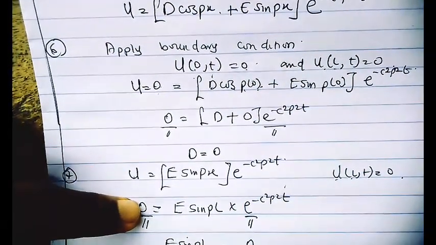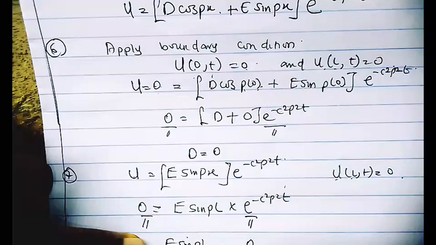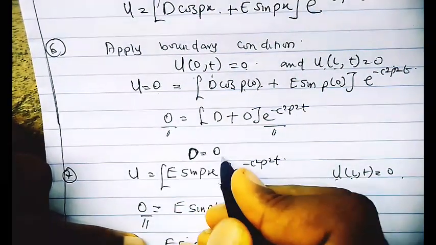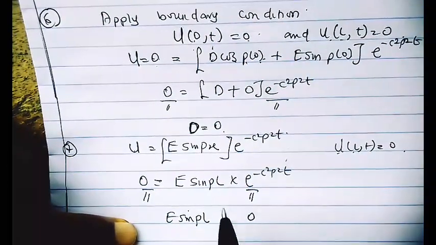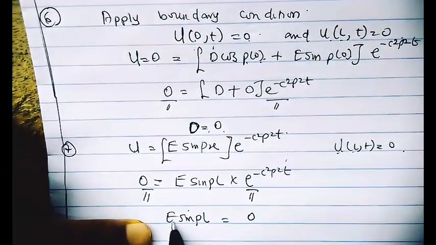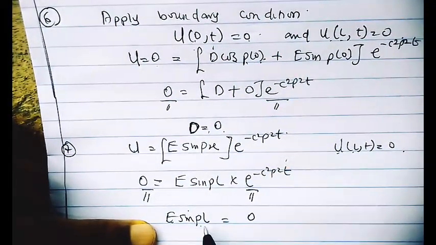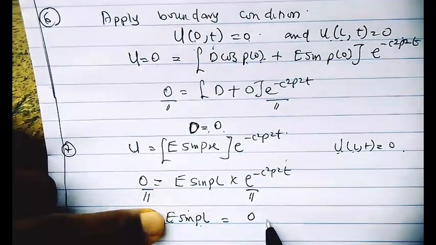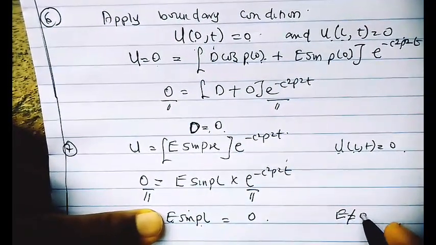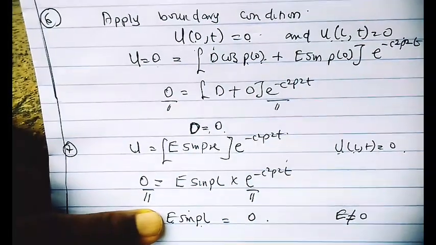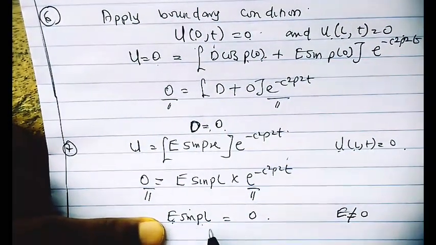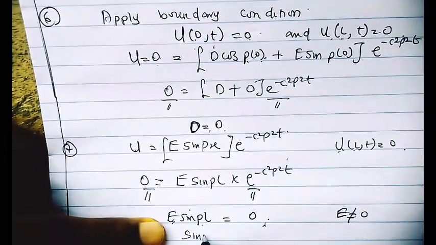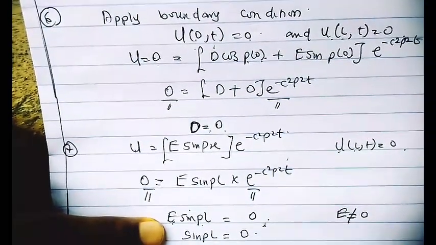So since e cannot be 0, remember the first constant d is 0, and I cannot just say this times this is equal to 0. If e is 0, it becomes a trivial solution. So since I cannot make e equal to 0, I can make sine pl equal to 0. So sine pl is equal to 0.